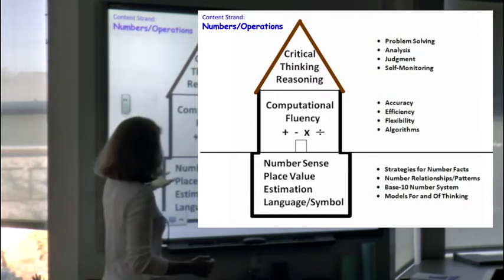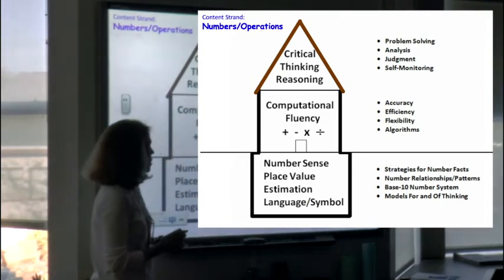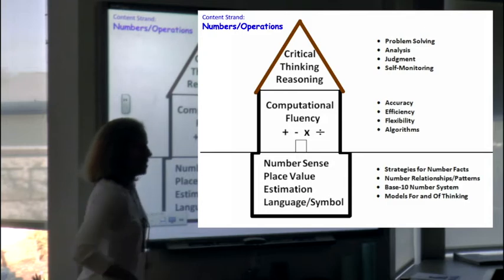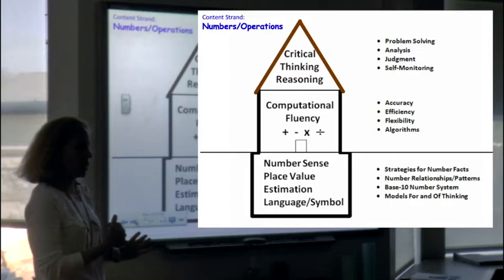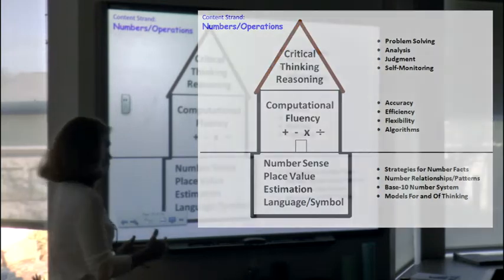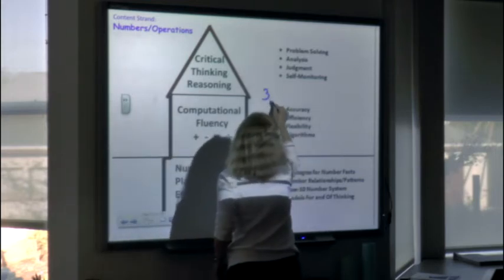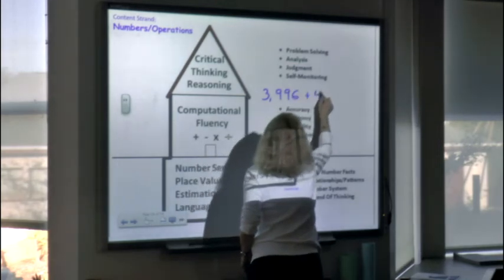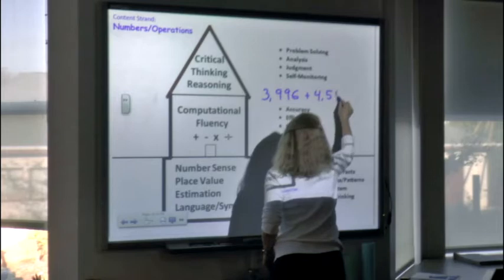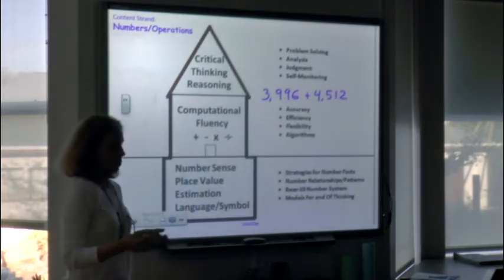So today you're going to see me talk about place value, and one of our number fact strategies, the tens partners. Number sense. Best way to understand number sense is a child who understands the meaning of numbers, their magnitude, number relations, and how operations affect numbers. Let me give you a concrete example. If I was adding 3,996 to 4,512. Let me say, okay, add that. What would you do?